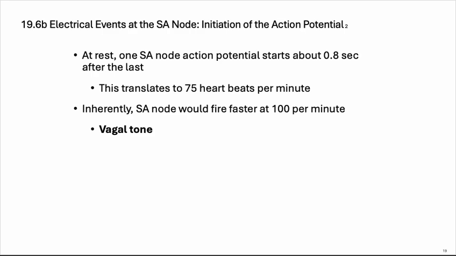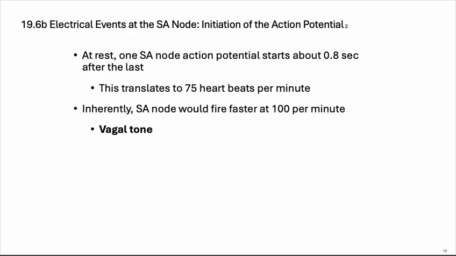And the reason it's not 100, the reason that it's much lower, maybe 75, some people 60, some people 50, it just depends, is because of something called vagal tone. That first word, vagal, should look familiar. It should look like vagus, and so this is referring to the vagus nerve. Vagal tone is essentially the innervation of the heart via the vagus nerve, which keeps the overall heart rate a little bit lower than what we would have otherwise.